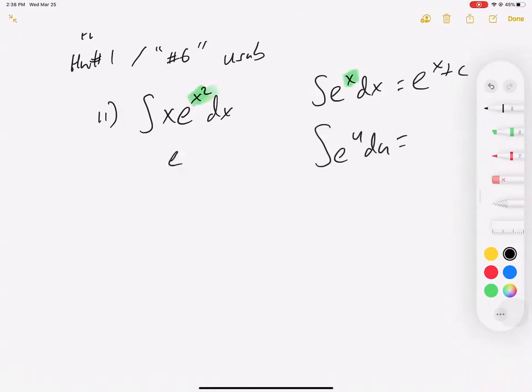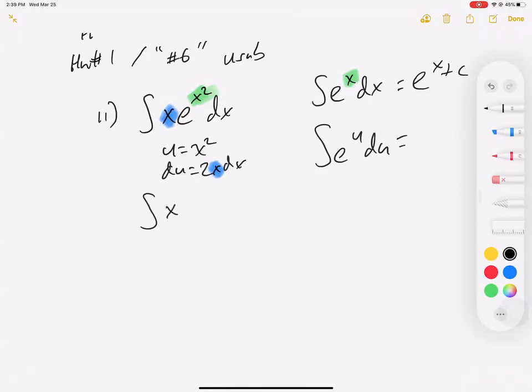U is equal to x squared. Du is equal to 2x dx. Don't even stop. Once you take the derivative, just keep going. The more you practice this, the faster you'll be. And if we take a look, this x here divides out with this x. We're going to clean it up. It's a 2 for 1.